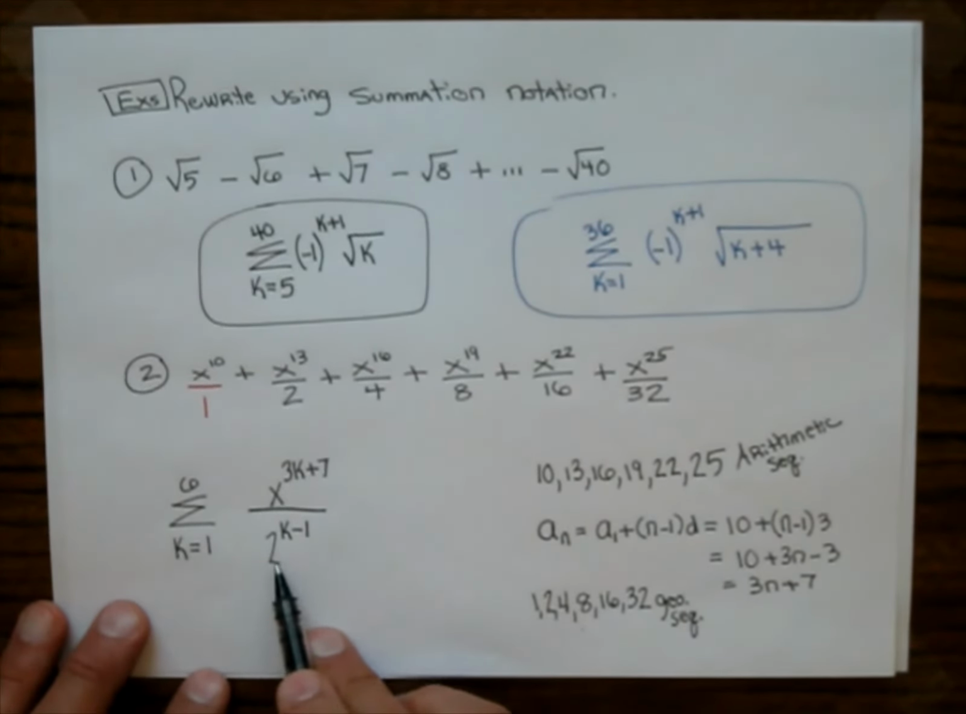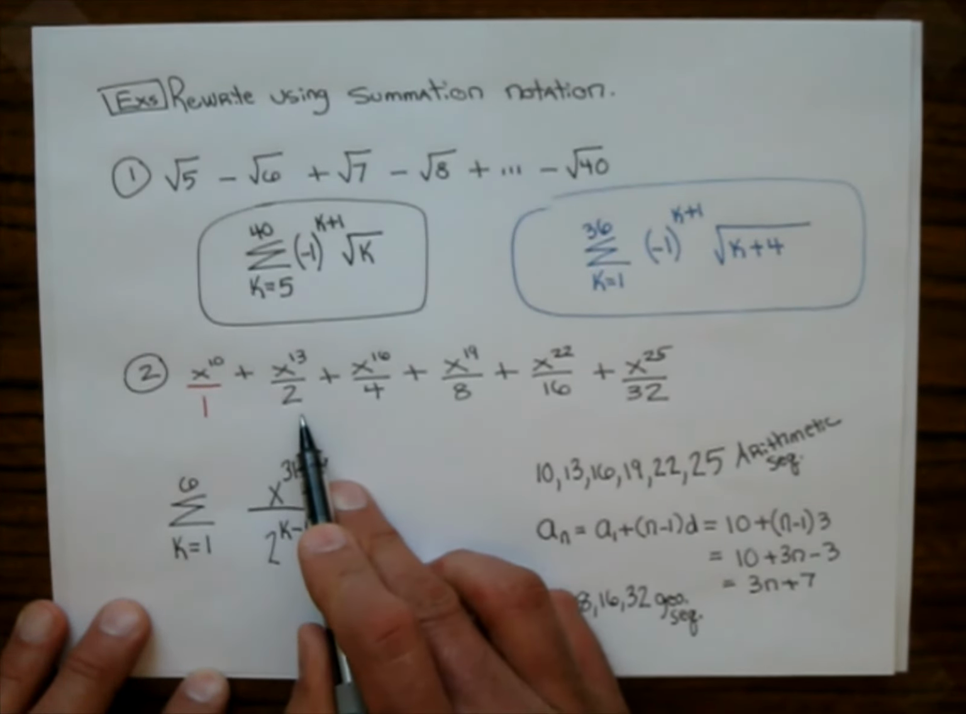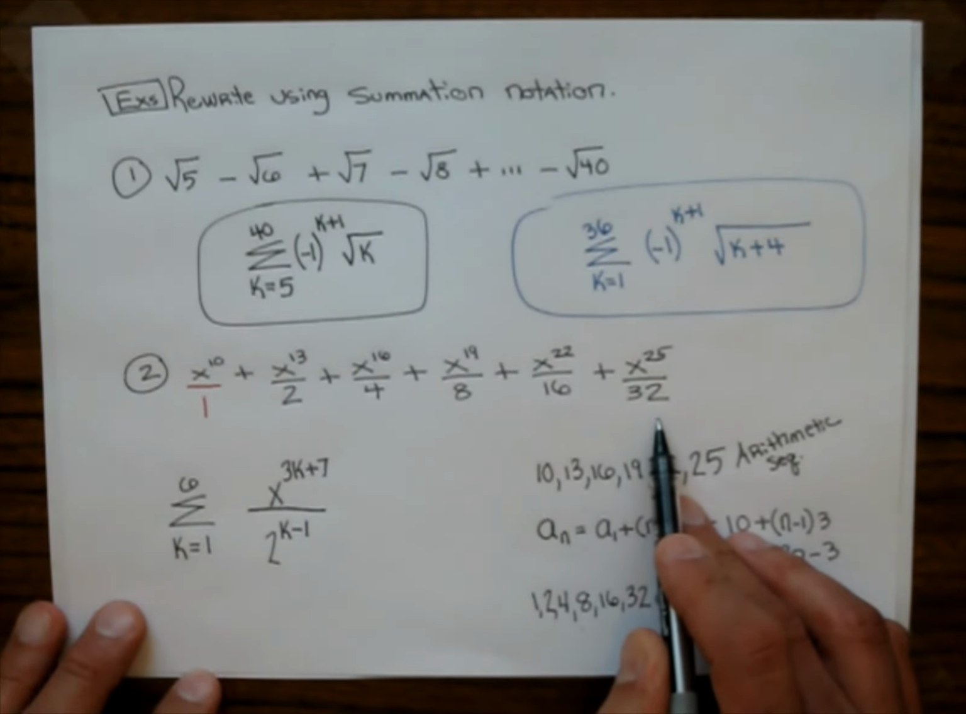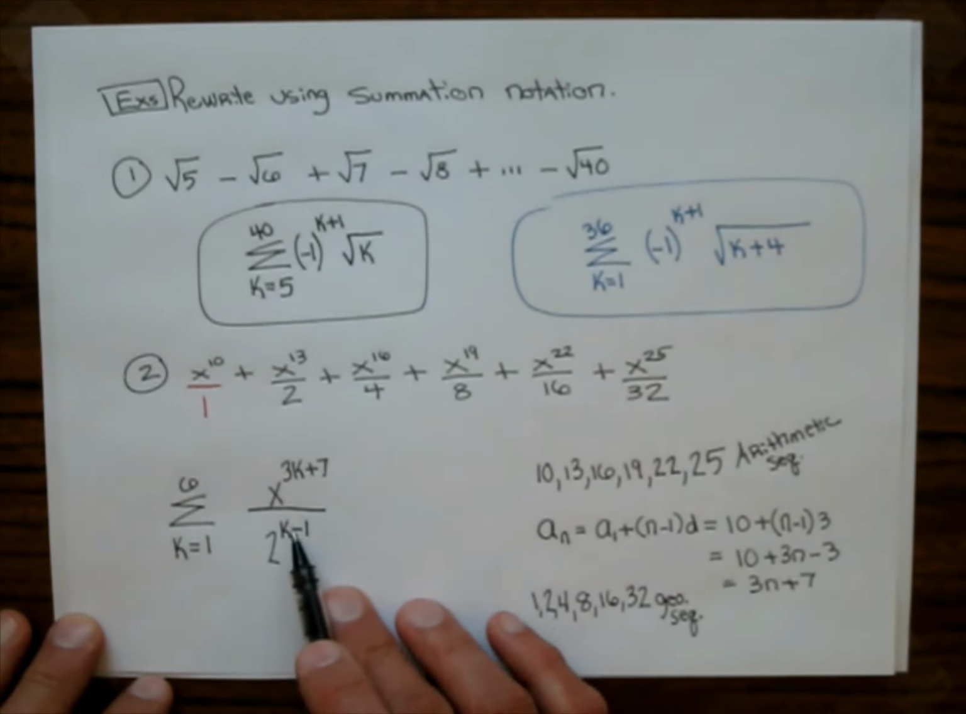And so when I put a 1 in there, I get 2 to the 0, which is that. I put a 2 in there, I get 2 to the 1, which is 2. And I put a 6 in there, I get 2 to the 5th, which is 32. And so, looks like I have my formulas.